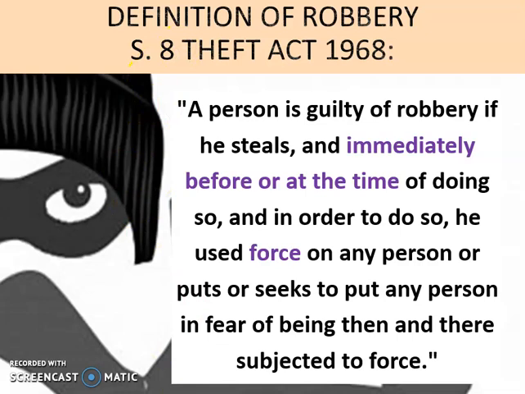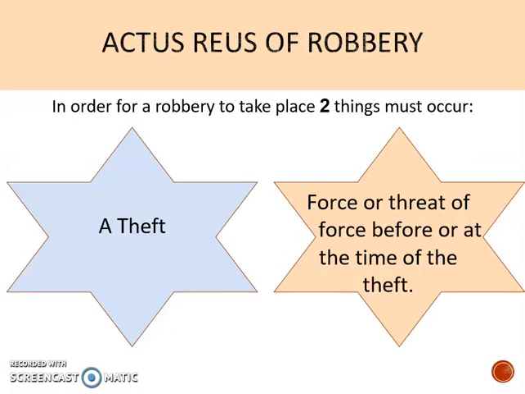But let's break this down, as we always do, by having a look at the actus reus and the mens rea of the offence. The actus reus of robbery has two elements to it, and in order for a robbery to take place, we must have both of them. So firstly, there must be a completed theft, and secondly, there must be force or threat of force before or at the time of the theft. So in order to answer a robbery question, it's vital that you know your law on theft really well, because you can't answer robbery without theft, because it is a key element of the offence.